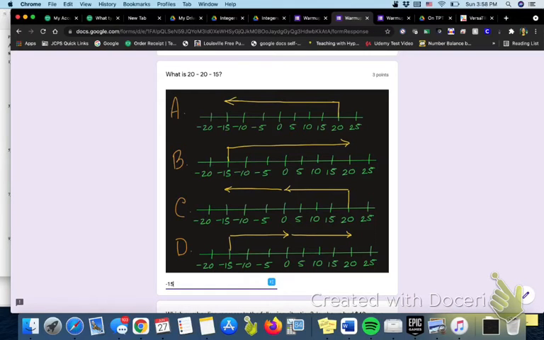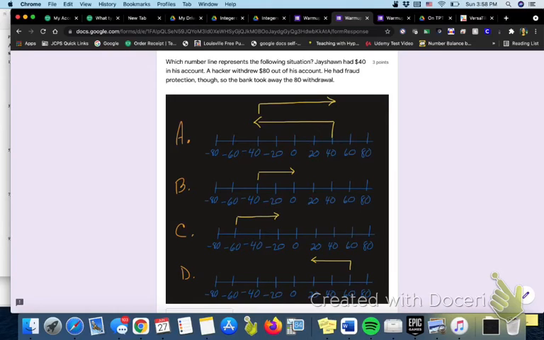So 20 minus 15, we're just going to type in that answer box, is going to be negative 15. For our next problem, it starts off with Jay Sean having $40 in his account. We can see the only one that even has a starting point of 40 is right there at positive 40, because none of the other number lines even start at negative 40. But let's make sure that this one still has everything that we need, just to make sure we're not wrong. It said that a hacker withdrew $80.